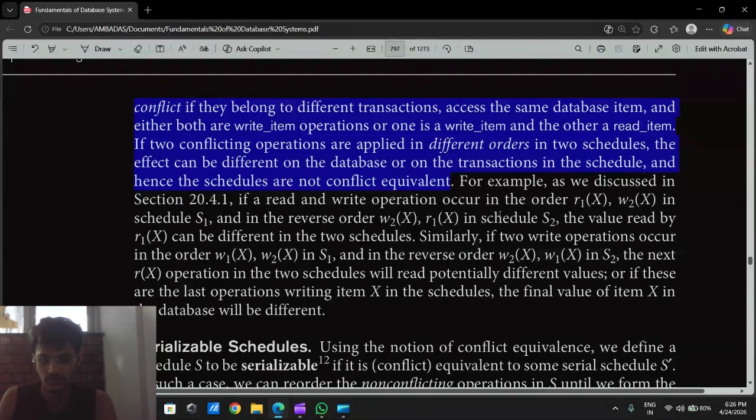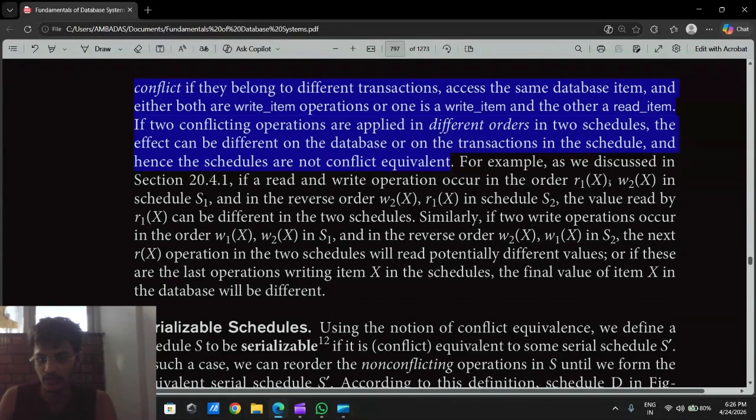See, they have explained with an example. We are reading in transaction one. This is the operation of transaction one, which is reading X, and this is the operation from transaction two, which is reading X or writing X. So if you reverse the order, the final output, or we can say the result of the database, can vary depending on their order.